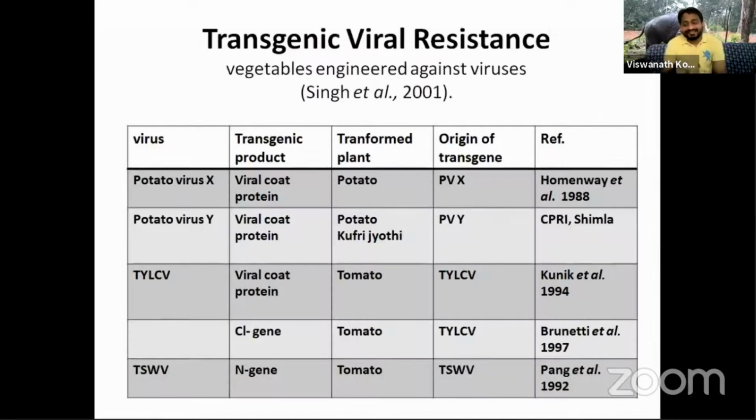So, transgenic viral resistance. Through genetic engineering, we have developed varieties that are resistant to viral diseases. The transgenic product is mostly viral coat protein. When you introduce this viral coat protein gene into a host plant, resistance will be there. The binding sites will be blocked by this viral coat protein, so that when the actual virus comes, there will not be any binding site.